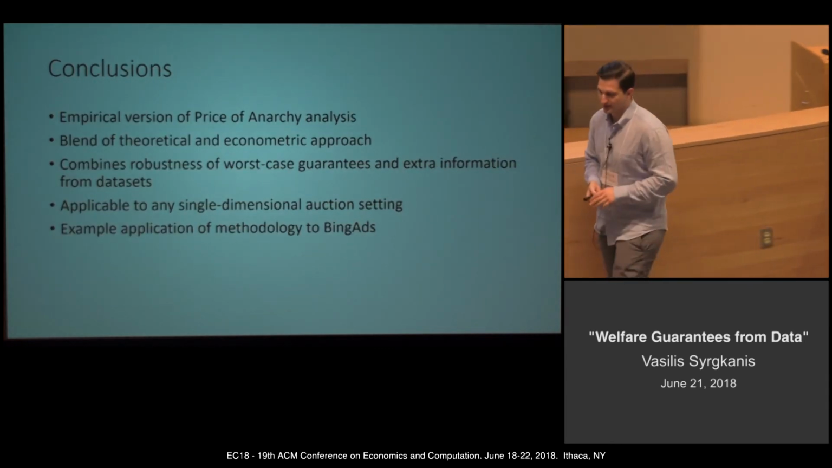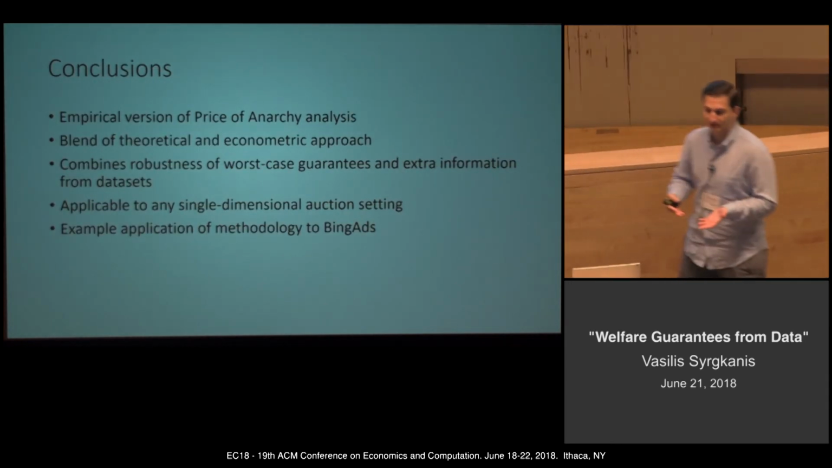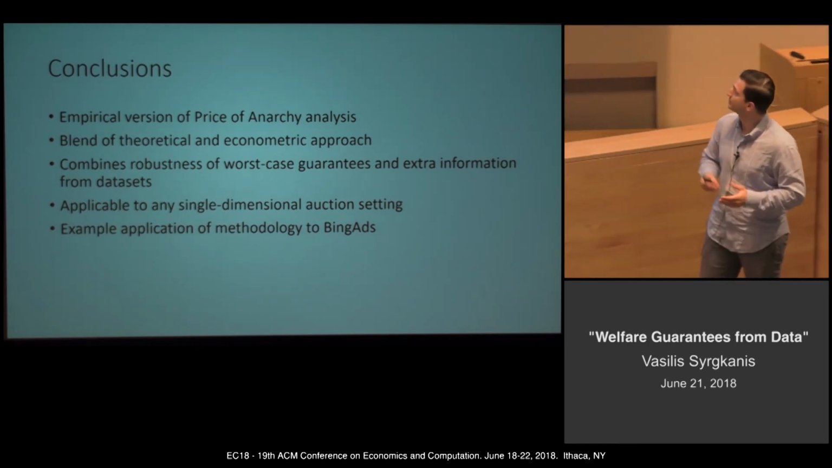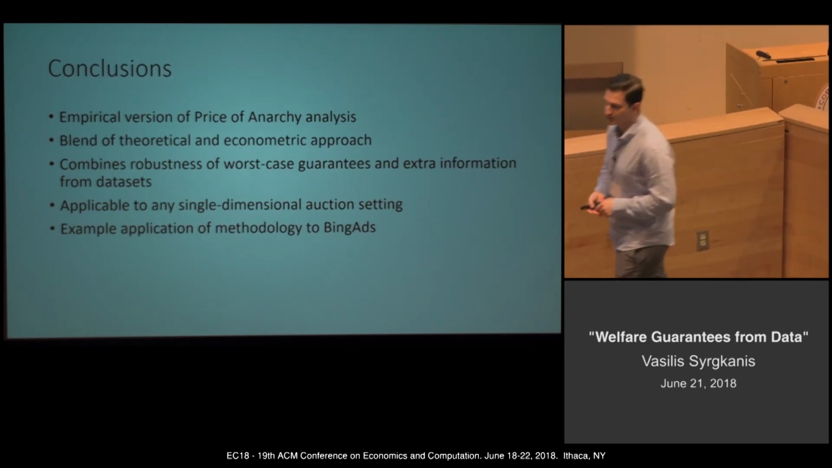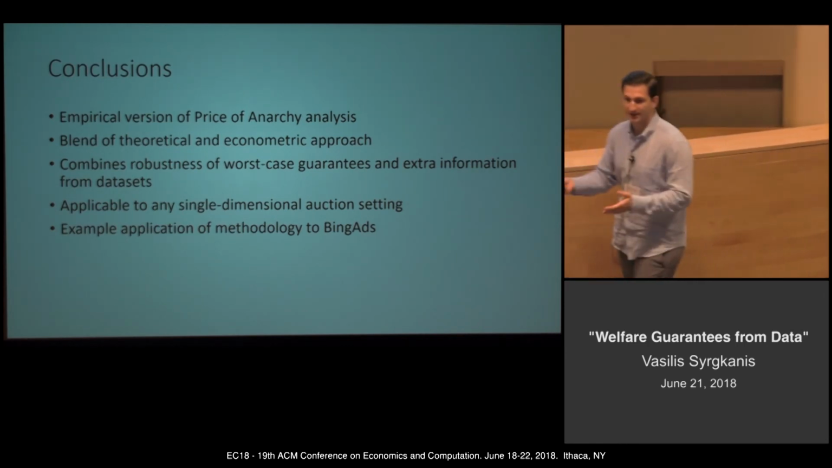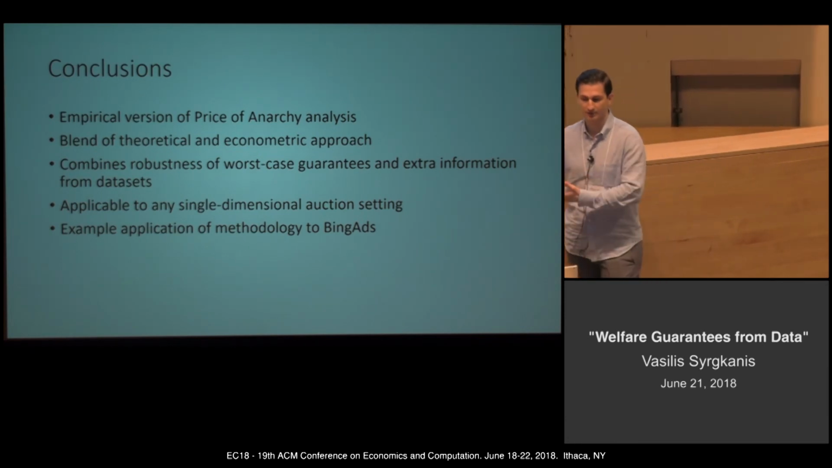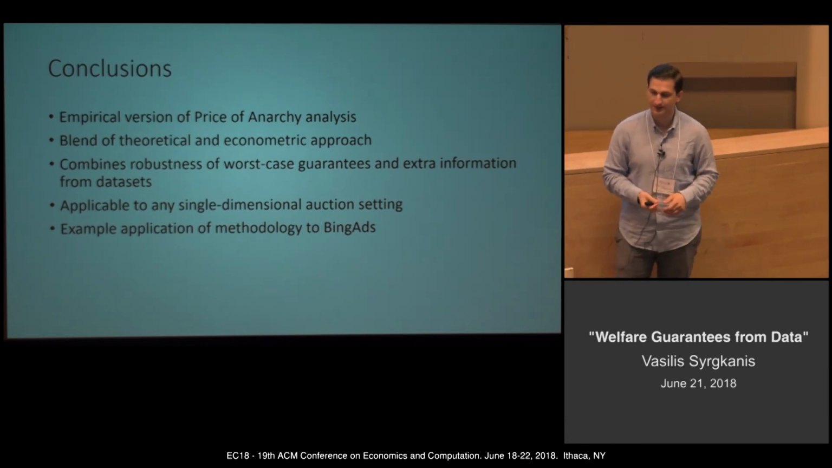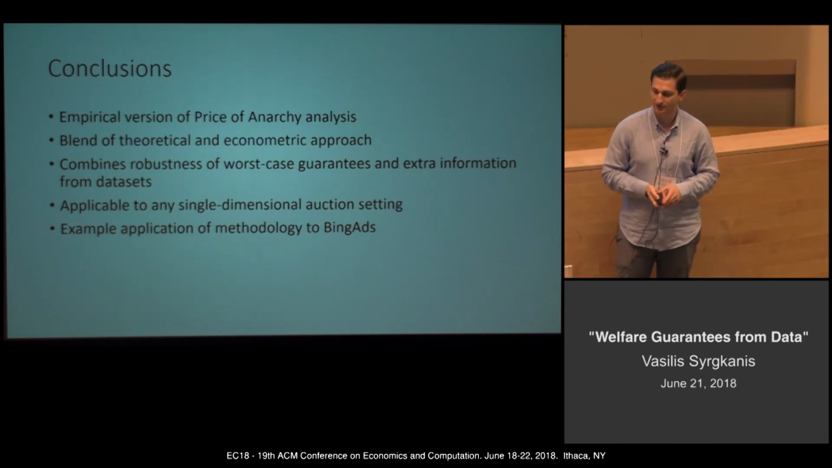So that's it. We propose an empirical version of the price of anarchy analysis, which blends the theoretical and the econometric approach. This combines the robustness of the worst case guarantees and the extra information that we can get from data sets. And it's applicable to any single dimensional auction setting. And we gave an example application of it to Bing ads. And that's it, thank you.